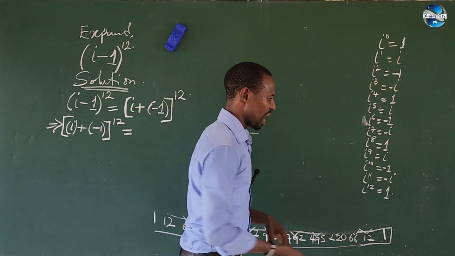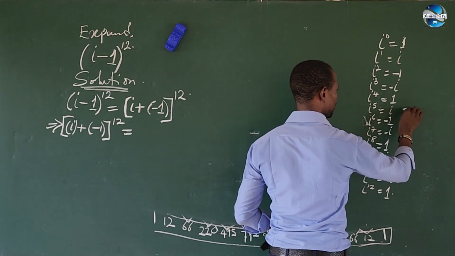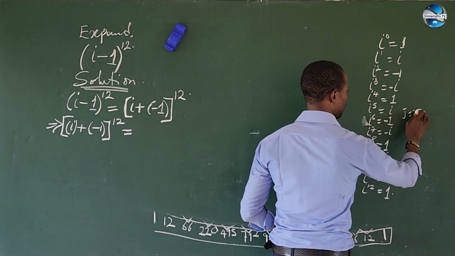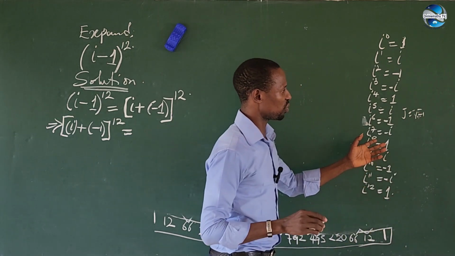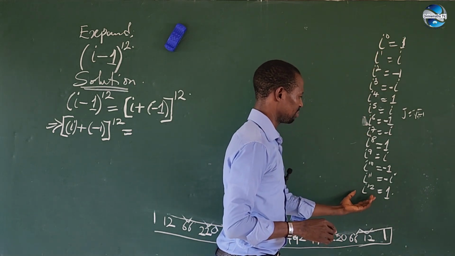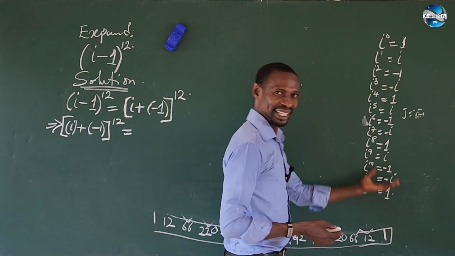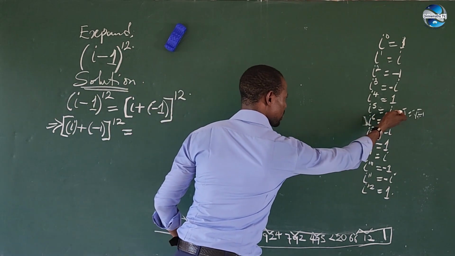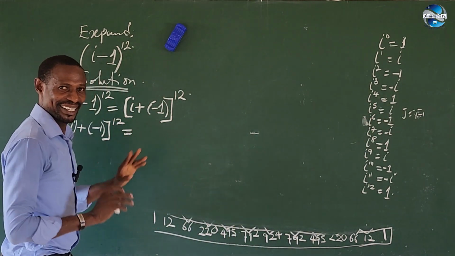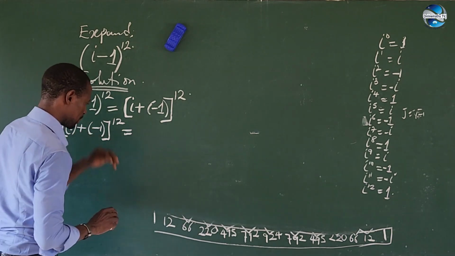Because generally we know that iota is equal to the square root of minus 1. So if we follow this thread, this is what we're going to have as our iota. With this, we want to make use of this and this to open up this expression here. So let's go step by step.